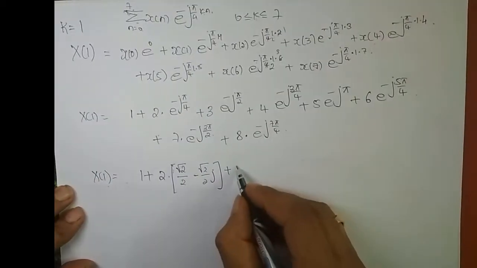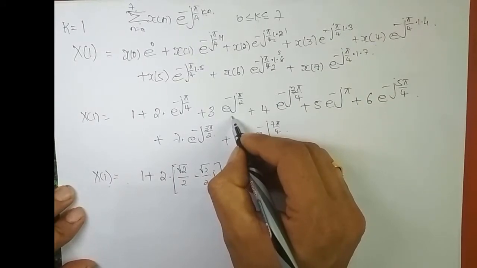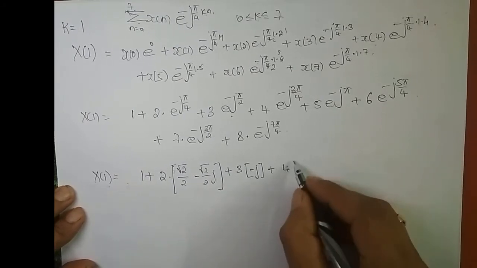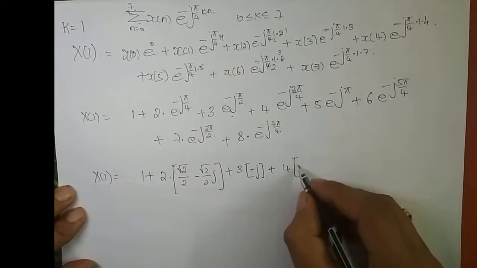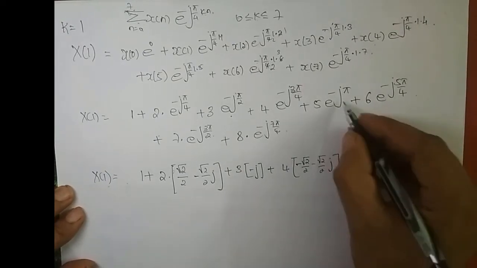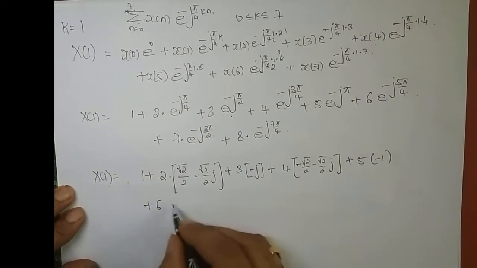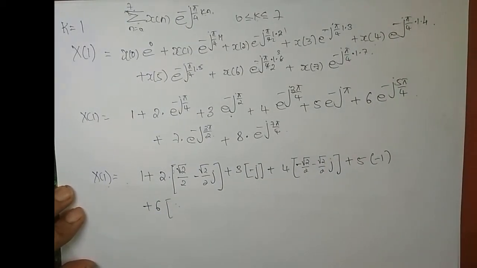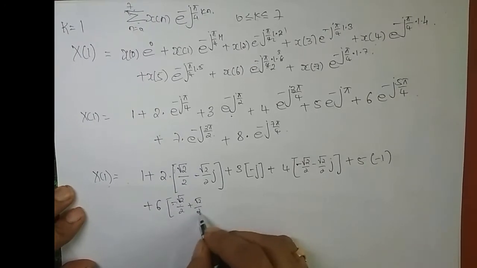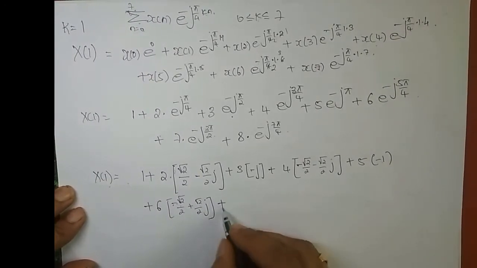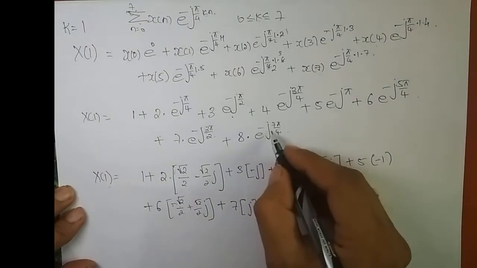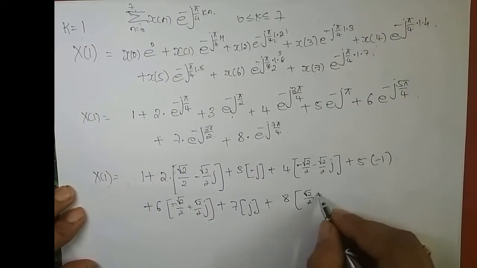Okay, plus this is 3 into e power minus j pi by 2, it is cos pi by 2 minus j sin pi by 2, which is minus j, plus 4 into e power minus j 3 pi by 4, which is nothing but minus square root of 2 by 2 minus square root of 2 by 2 j, plus 5 into e power minus j pi, which is minus 1, plus 6 into e power minus j 5 pi by 4, which is cos 5 pi by 4 minus j sin 5 pi by 4, minus square root of 2 divided by 2 plus square root of 2 by 2 j, plus 7 into e power minus j 3 pi by 2, which is equal to j, plus 8 into e power minus j 7 pi by 4, which is equal to square root of 2 by 2 plus square root of 2 by 2 j.